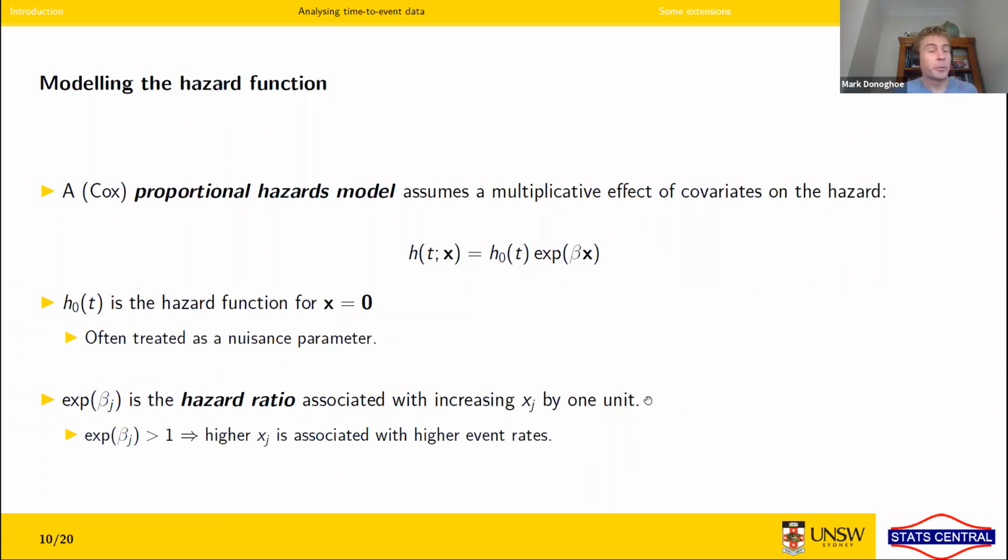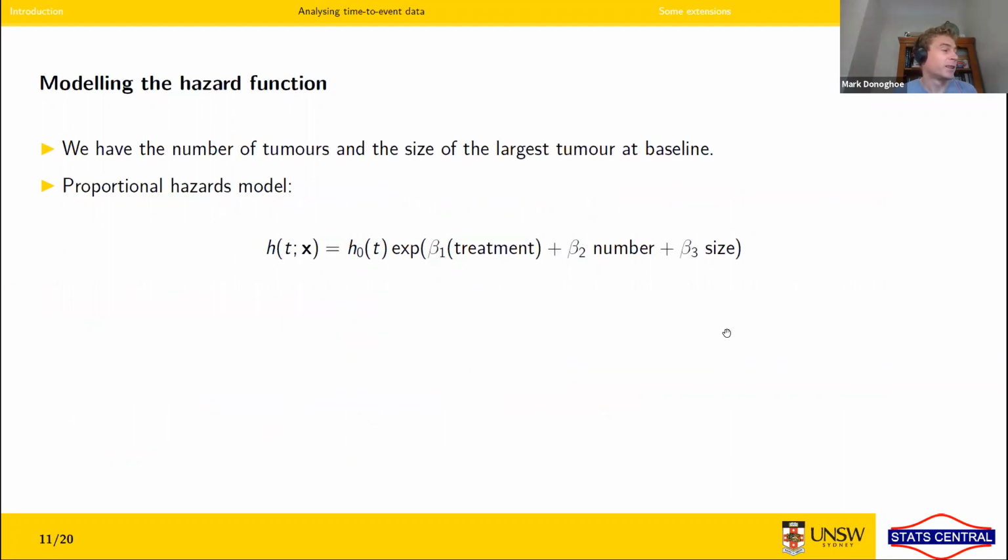We can test for beta equals 0, or in other words, no difference in the hazards depending on x. And if we just have a single categorical covariate, one particular version of that test is exactly the same as the log rank test, which is nice.